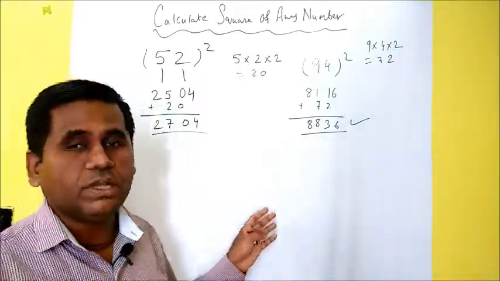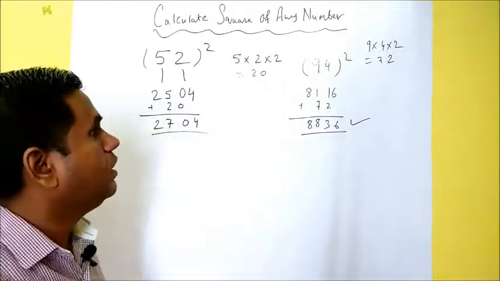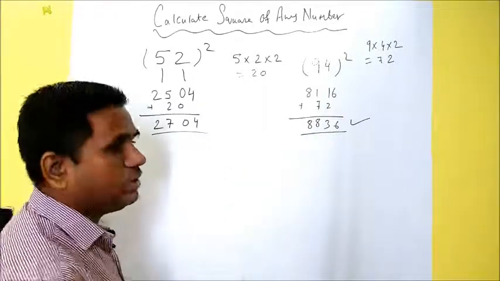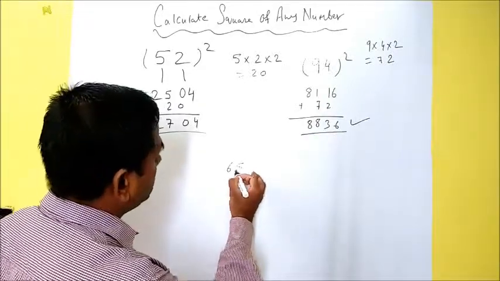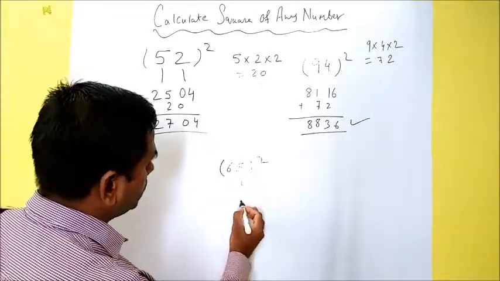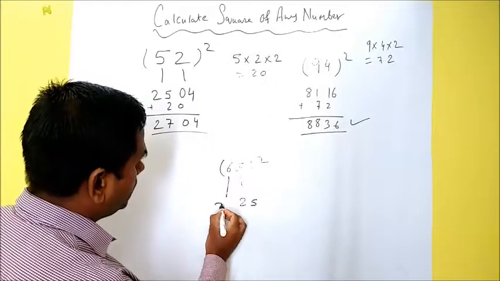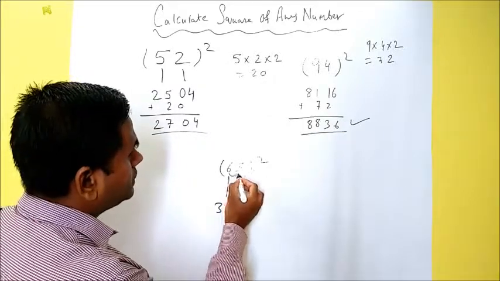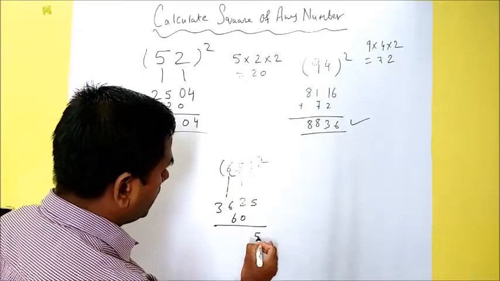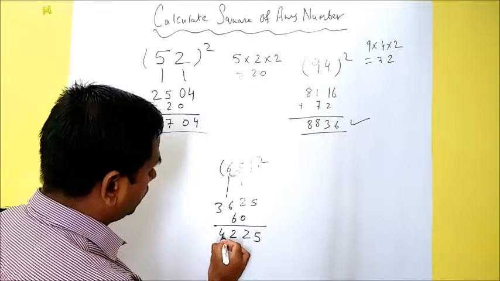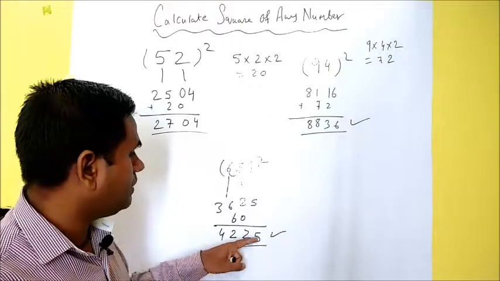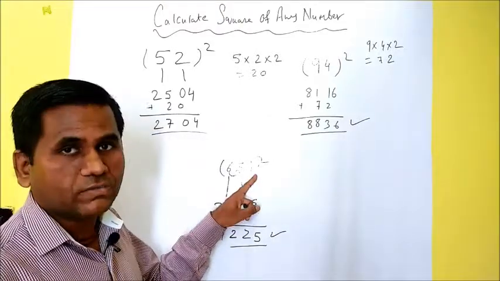Let's do one more problem, then we will move on to 3-digit numbers. Let's say you have to calculate the square of 65. First we take 5 square, which is 25, and 6 square, which is 36. Now 6 into 5 is 30, 30 into 2 is 60. So 4225 is the square of 65.